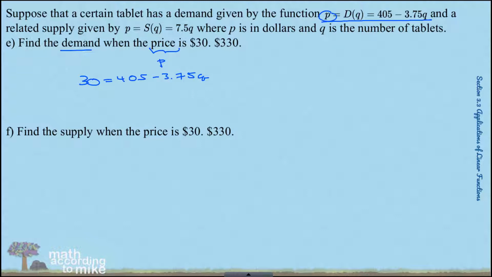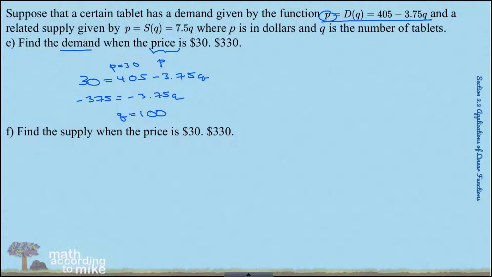Solving for Q, we'll subtract 405. What is that? Negative 375, I think. And then equals negative 3.75Q. Then dividing both sides by negative 3.75, you get Q to be 100. All right, so let me make a list here. P equals 30, and we got Q to be 100.